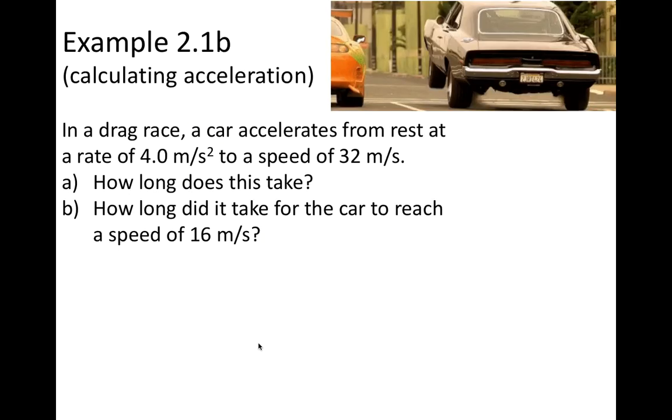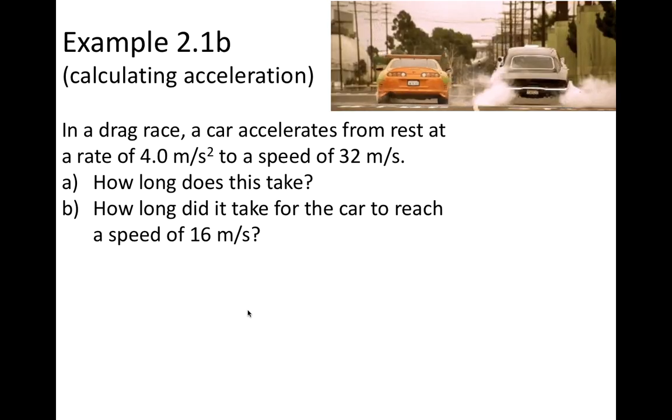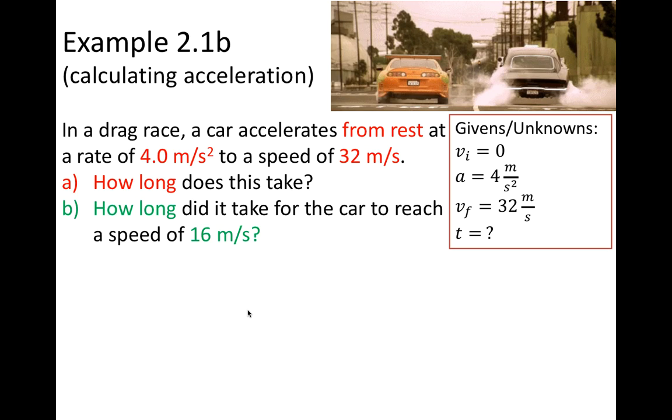In this example, we have a drag race in which a car accelerates from rest at a rate of 4 meters per second squared to a speed of 32 meters per second. Part A wants to know how long this takes, and Part B wants to know how long it would take the car to reach the speed of 16 meters per second. If I highlight the information, I can then organize it into a table, and you'll notice that I highlighted the relevant information in Part B in a different color. That's to point out that there's a trick that we can use to make a calculation maybe go a little bit faster if we realize that there's a trick to it.